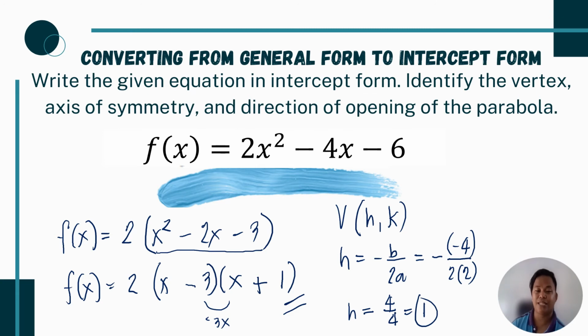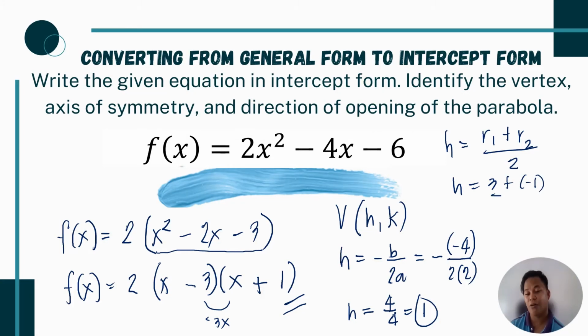Or if we're going to use the other formula for h, if the given is in intercept form, we have r sub 1 plus r sub 2 all over 2. r sub 1 is equal to 3 since x minus 3, and r sub 2 is equal to negative 1 since x plus 1. Plus negative 1 over 2. And h is equal to 3 plus negative 1 is 2 over 2, which is equal to 1. So, the same po yung ating value ng h po.